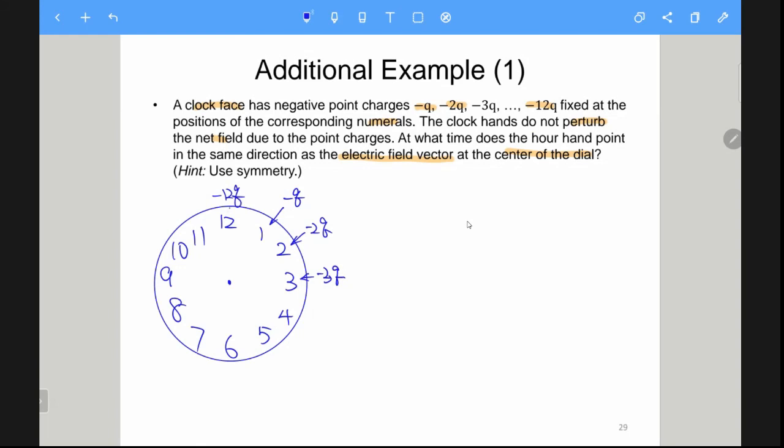Okay, it asks you what is the direction of the E field? The direction of the E field. And then it asks you just what time it will be, the clock hand, the hour hand point in the same direction as the electric field. So of course you need to know what is the direction of the E field. So we can use the concept of the cancellation.